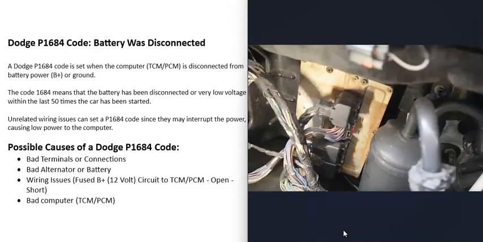Another thing to keep in mind with this code is that there might be some kind of other issue going on inside the wiring or with the sensor or something like that that's just causing the power to be interrupted going to the computer. And once that's fixed, then this problem will be solved. So if you are having other types of wiring problems, other types of codes or anything like this, be sure to pay attention to that because something else could be interrupting the power going to the computer. And once that's fixed, then this P1684 code would clear. So also be sure to keep that in mind.